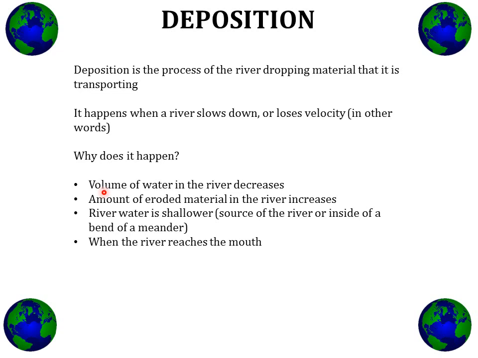First one, the volume of water in the river decreases. The amount of eroded material in the river increases. The river water is shallower, so at the source of the river, for example, or the inside of meander bend, or when the river reaches the mouth.